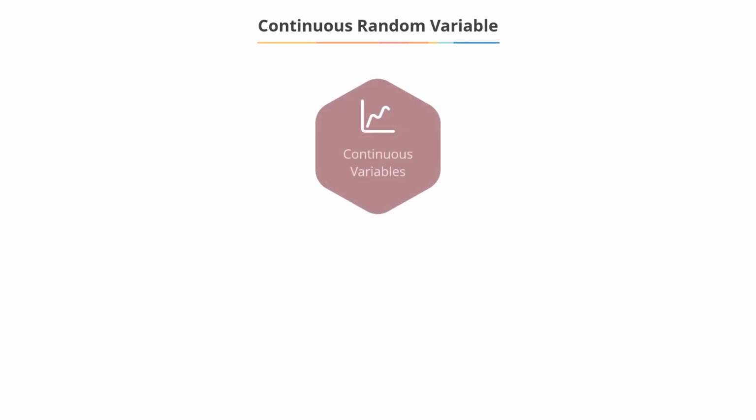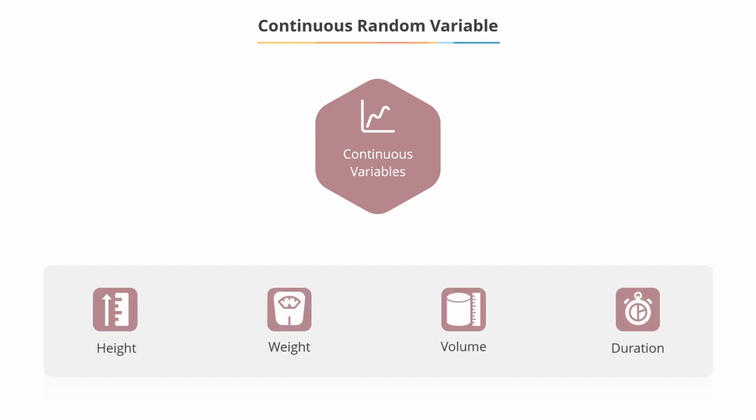Some examples of continuous random variables are heights, weights, volumes, and duration. These random variables can take any value in a certain range.